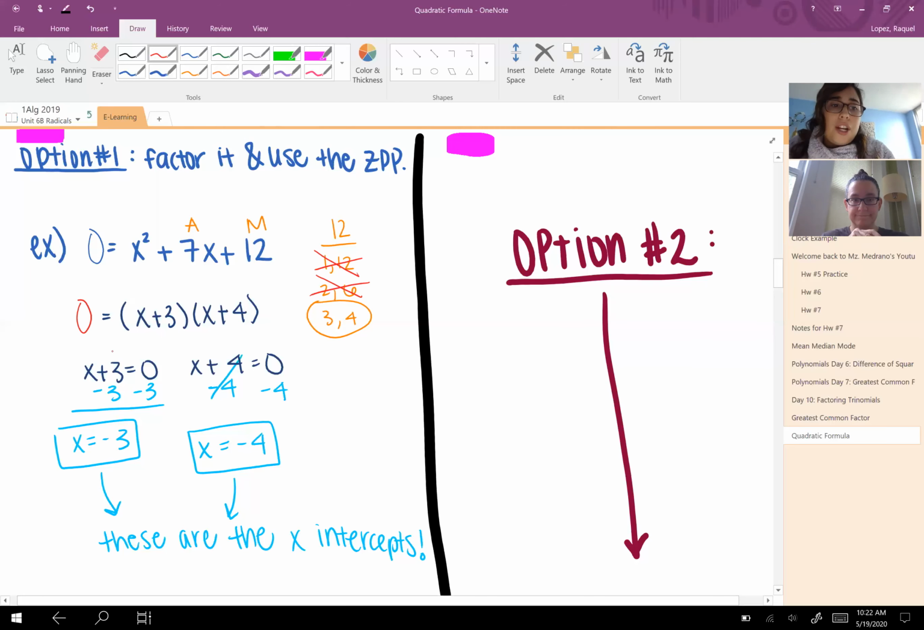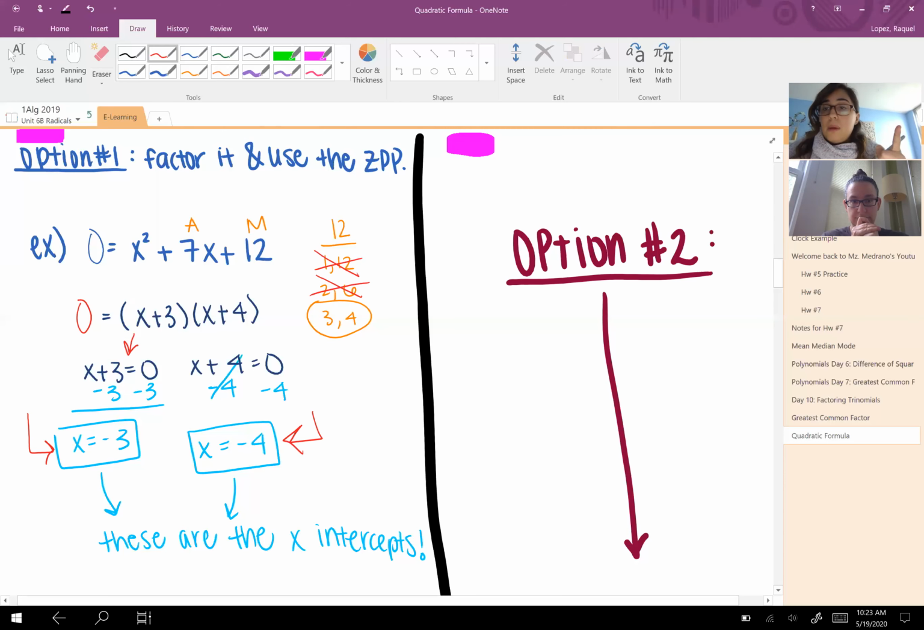After that, we use the zero product property. If you remember, the zero product property is when we set each of those quantities equal to 0 and solve for x. So we set x plus 3 equal to 0, subtract 3 on both sides, and one of our solutions is x equals -3. Then you set your other quantity equal to 0. So we set x plus 4 equal to 0, subtract 4 on both sides, and we get x equals -4.